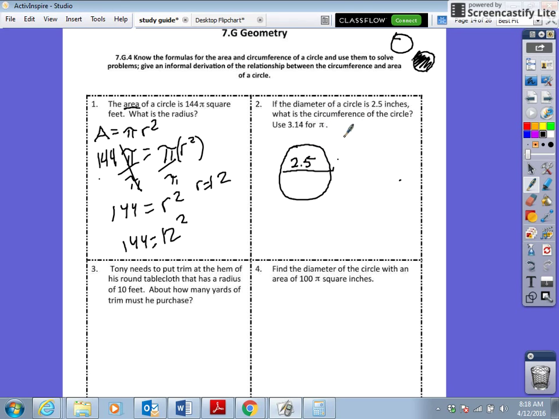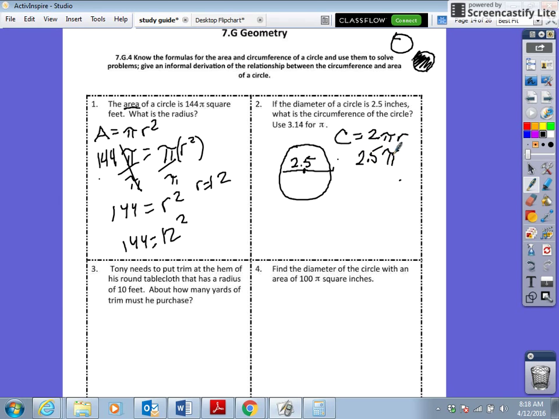Well, I know from my formula sheet that the circumference equals 2 pi r. So I know that 2r is my diameter, because half of this is a radius, the other half is a radius. If I take my two radiuses and add them together, 2r, I get 2.5. So in this case, I have 2.5 pi. This could be an answer, just so you know.